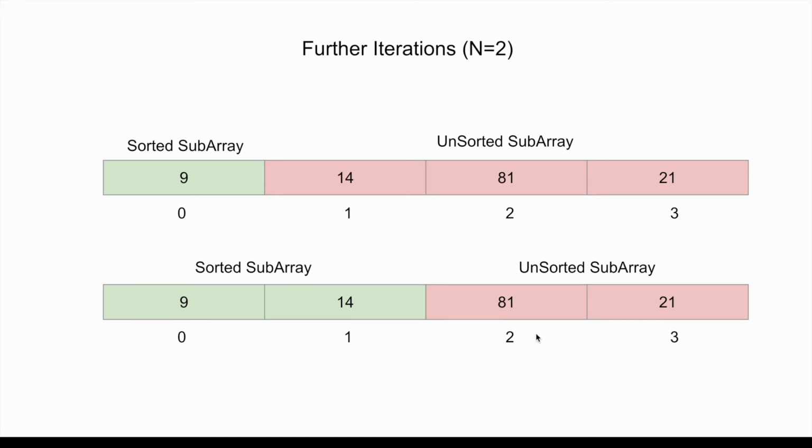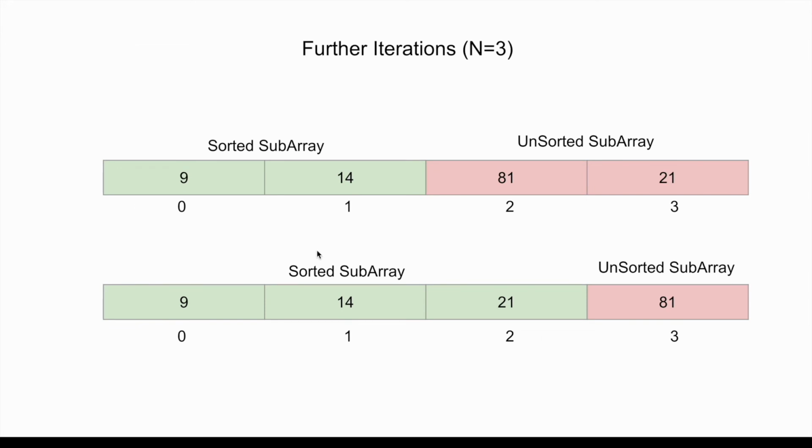Moving on to the third iteration, we will find the minimum element out of 81 and 21. So obviously 21 is less than 81, so we will interchange the position of 81 and 21 and increase the size of the sorted subarray. So the new range of the sorted subarray is 0 to 2 and the unsorted subarray has the range 3 to 3. So as you can see, our array becomes sorted.